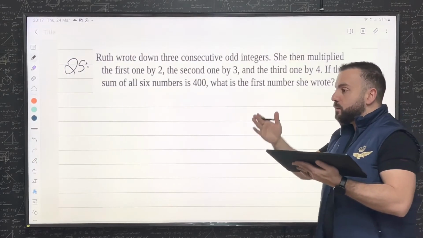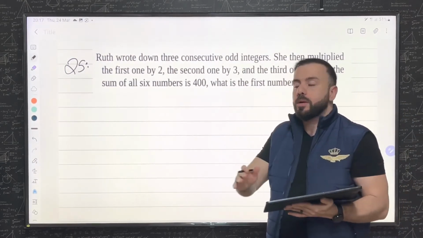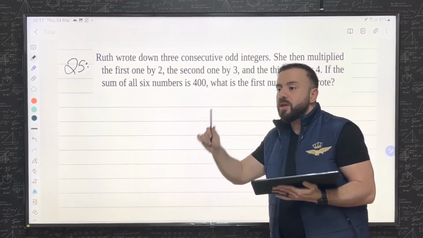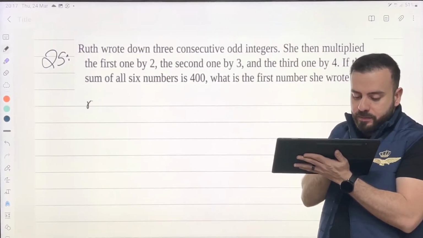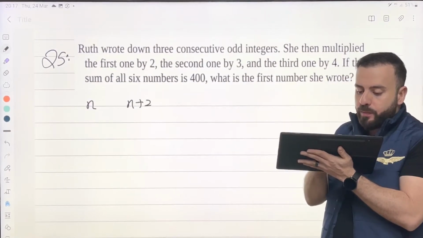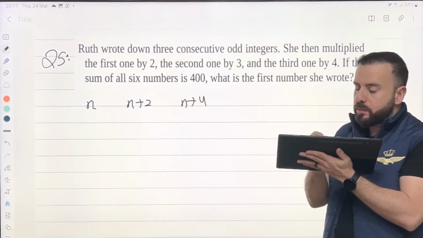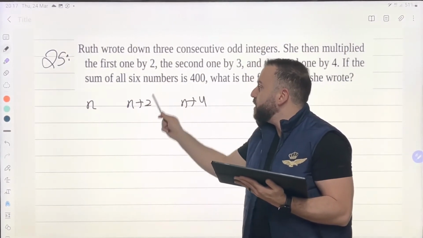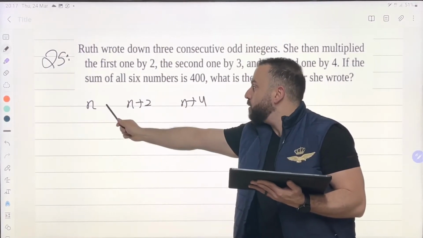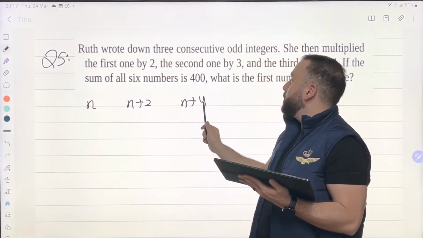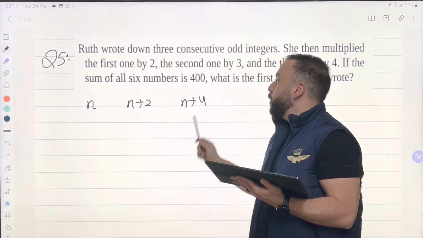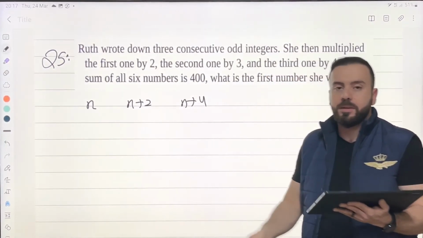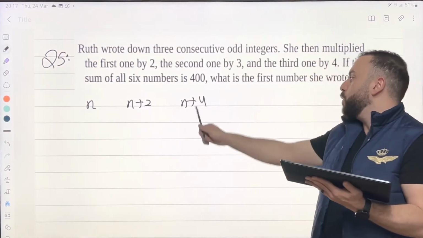Check this. Let us just organize our work. Step 1: 3 consecutive odd integers, which means n, n plus 2, n plus 4. Those are 3 consecutive odd integers. For example, 1, then 1 plus 2 is 3, and 1 plus 4 is 5. So 1, 3, 5 is an example.